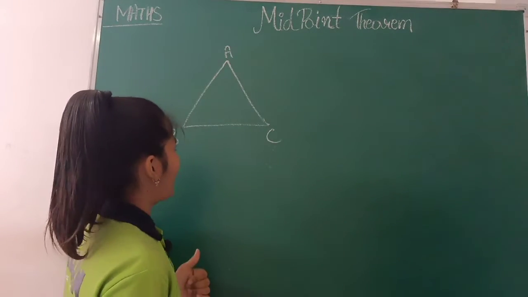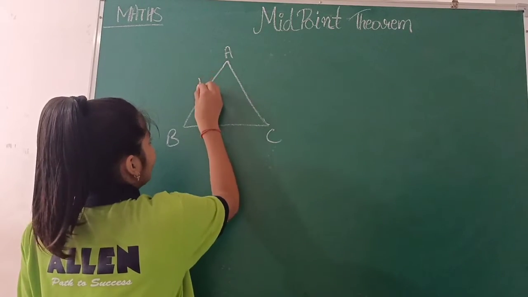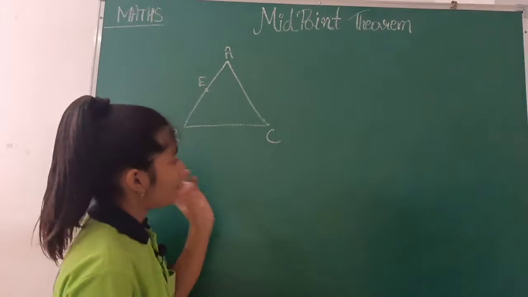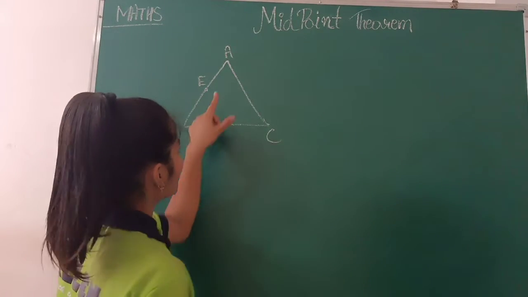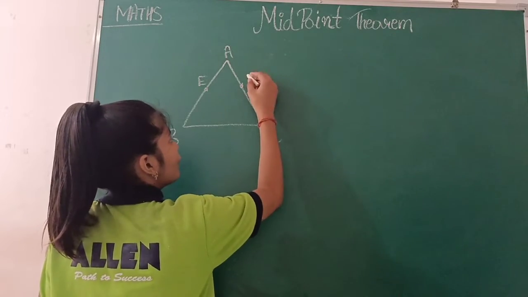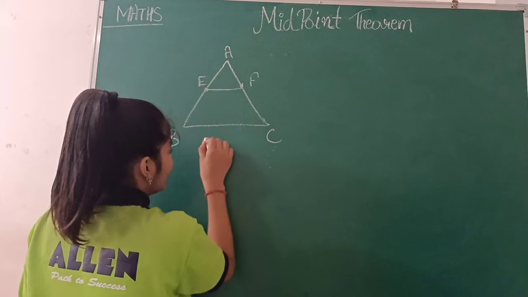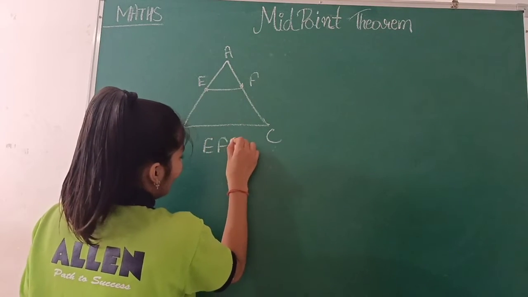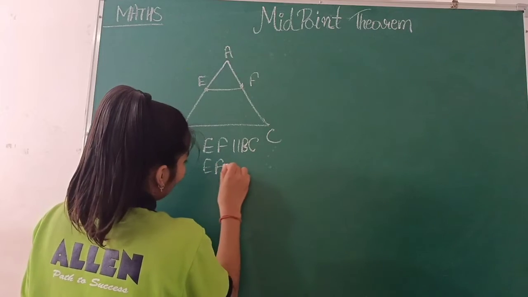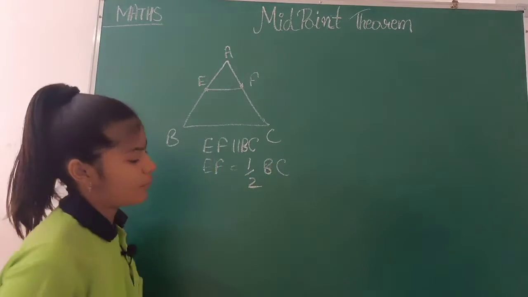Now in this triangle, this is the midpoint of side AB. Let me name it E. Then if we draw a line joining it to the midpoint of side AC, let me name it F, this EF will be parallel to BC and definitely EF will be half of BC. This is the midpoint theorem.